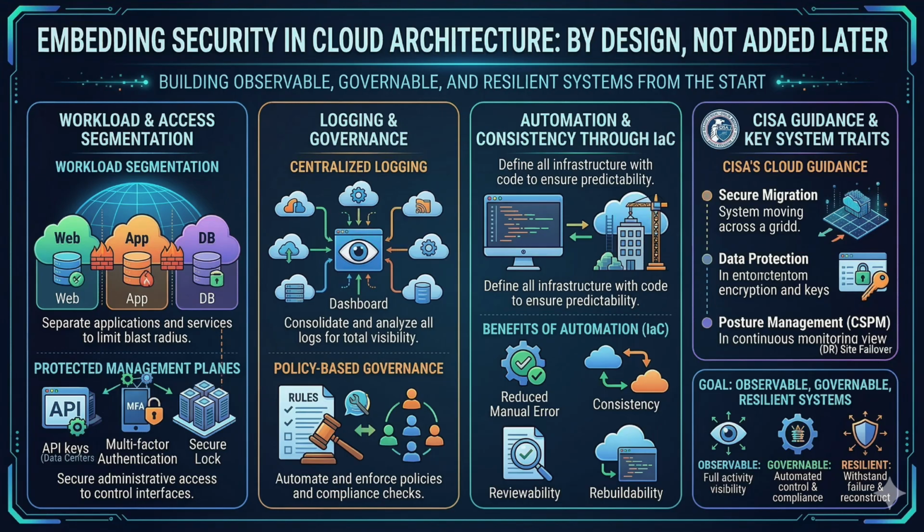Another key practice is automation through infrastructure as code, which reduces manual error and makes environments easier to review and rebuild consistently. CISA's cloud architecture guidance also emphasizes secure migration, data protection, and posture management. So, when we talk about cloud architecture, we are really talking about building systems that are not only scalable and efficient, but also observable, governable, and resilient under attack or failure.